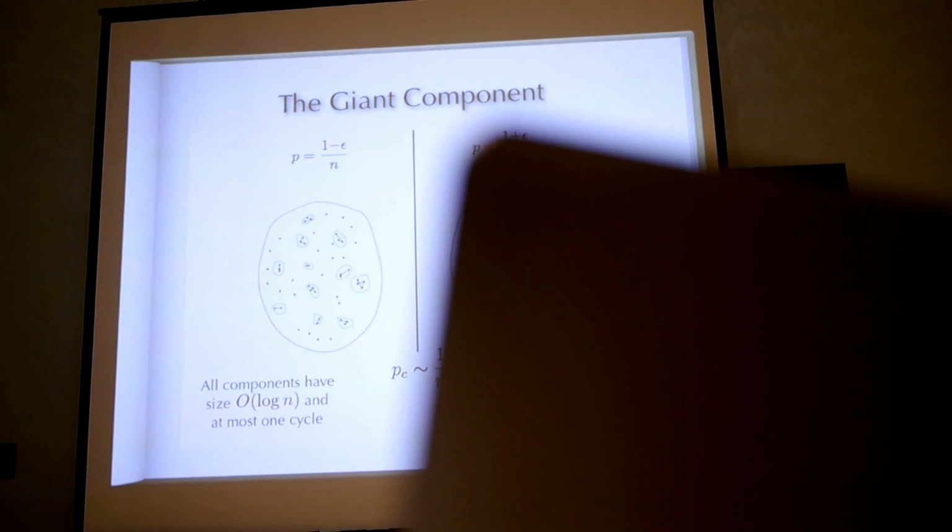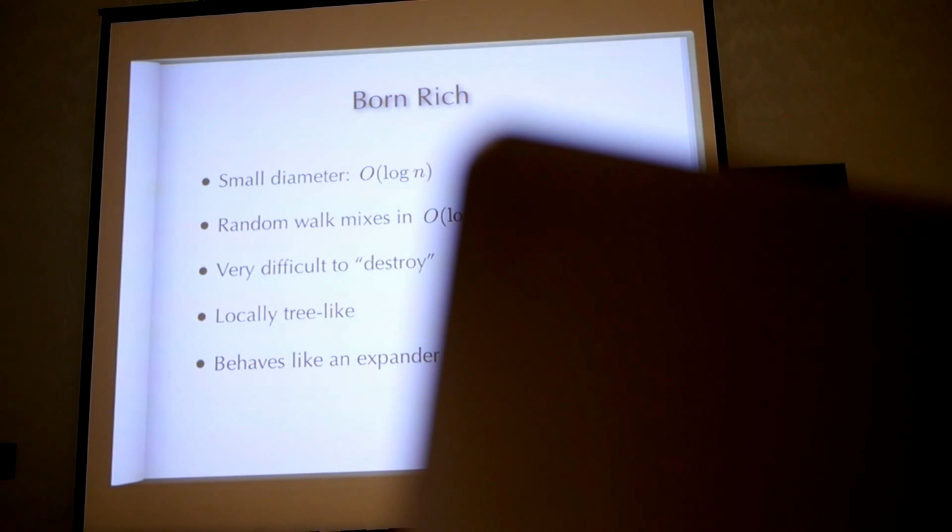So the critical probability for this property is 1 over n. If you look at this giant component, it's sort of born rich. It immediately and instantaneously has huge complexity. What I mean by huge complexity is that it has small diameter. If you take a random walk inside it, it will mix in a polylogarithmic number of steps. If you try to cut it into two parts, you can't do a good job, meaning the number of edges you will have to cut is roughly the same as if you tried to cut it at random.